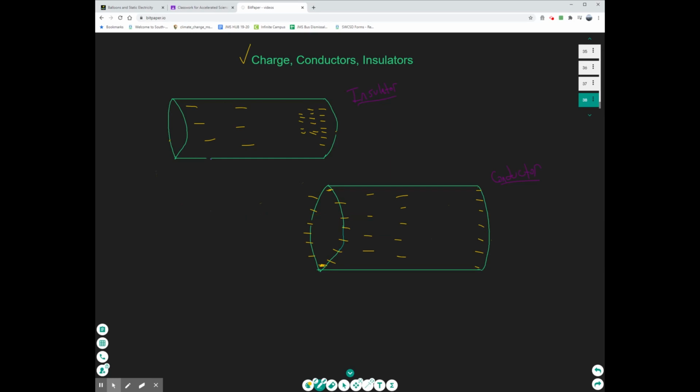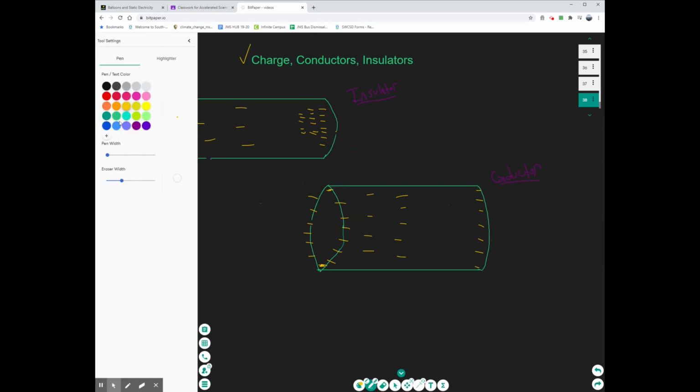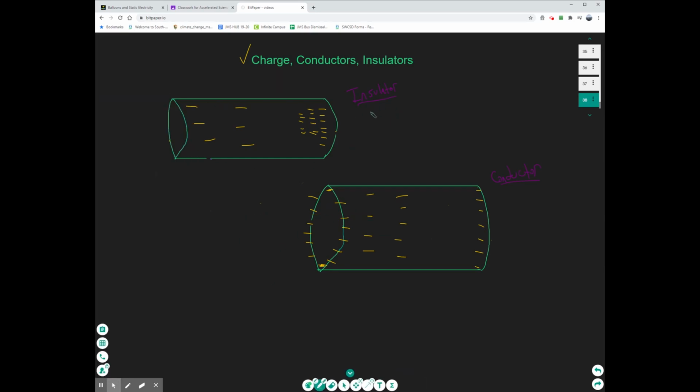Okay, so let's look at some materials that make good insulators. Things that make good insulators include wood, plastic, and glass. Those are your good insulators, things that do not allow the flow of electrons very easily. Then for your conductors, what do you think? I hope you all say basically all types of metals.